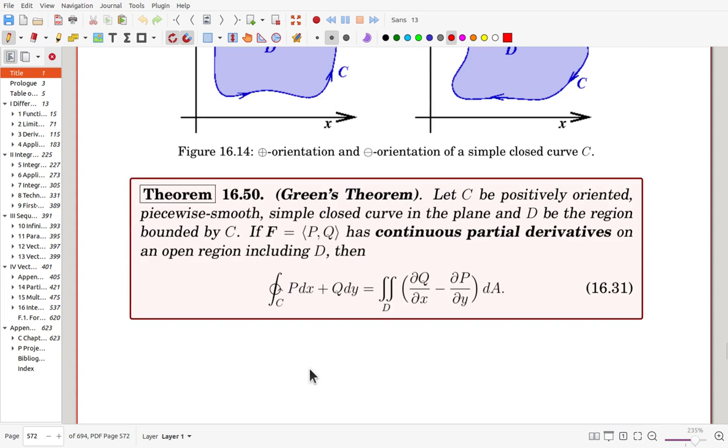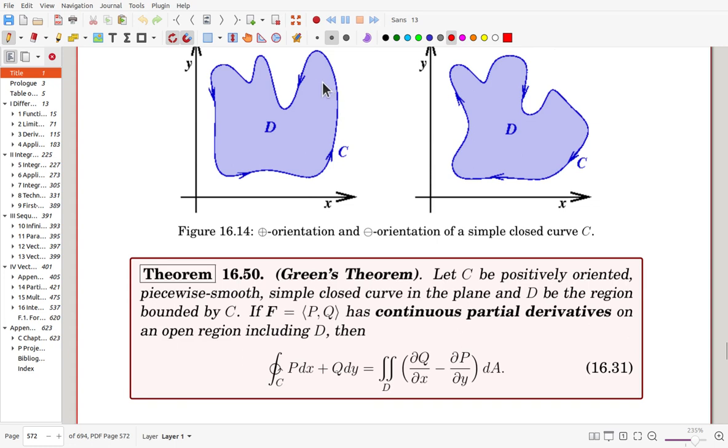Here we have Green's theorem. C, the curve, is a positively oriented, piecewise smooth, simple closed curve in the plane. And D is the region bounded by C, as in this figure. C is positively oriented and D is inside. A vector field F has continuous partial derivatives on an open region including D.